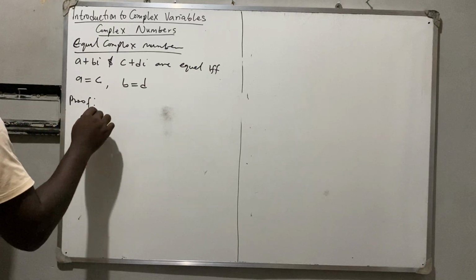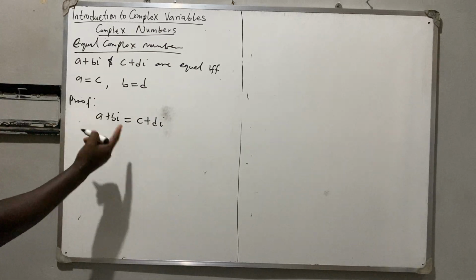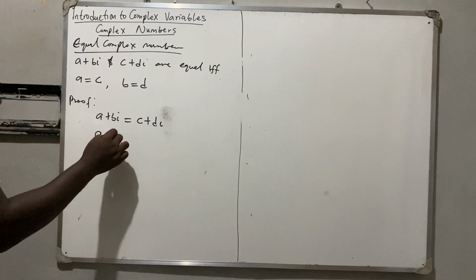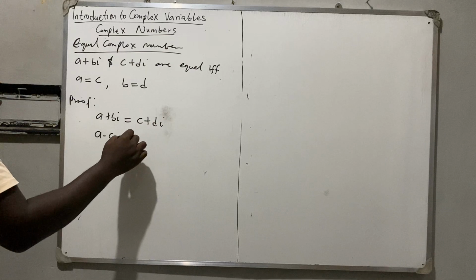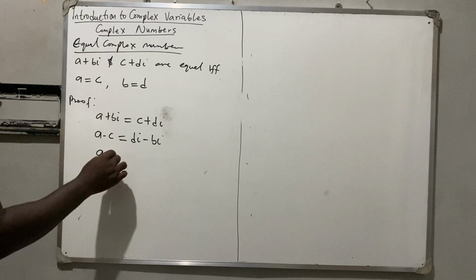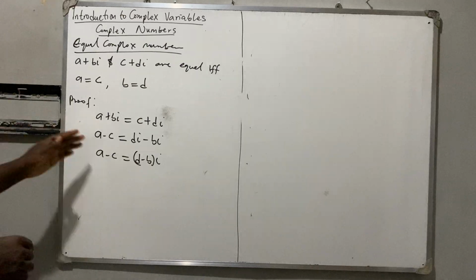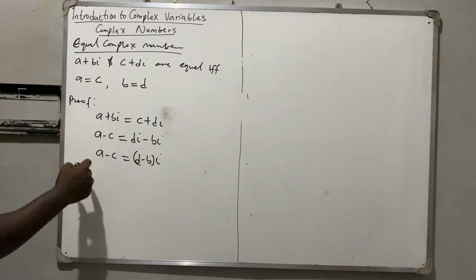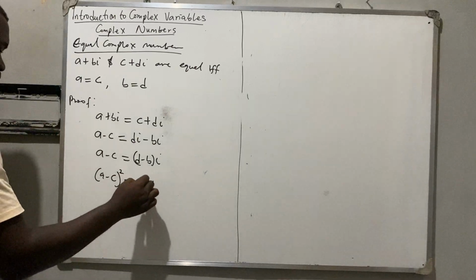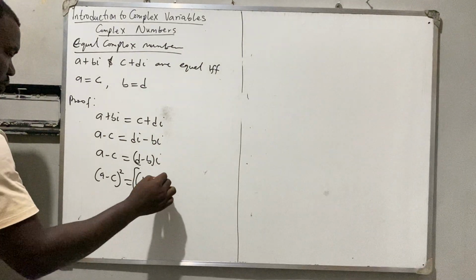To prove it, we say that a plus bi is equal to c plus di, right? So now let us collect like terms. If you don't have i, come to this side. So I have a minus c is equal to what? This one moving to this side, you have di minus bi. Okay, so therefore a minus c is equal to (d minus b) all times i. Now let us square both sides and see what is going to happen. If I square both sides, I'm going to have (a minus c) all squared is equal to (d minus b) times i, all squared.